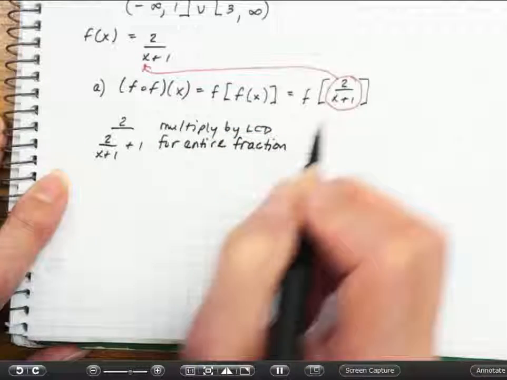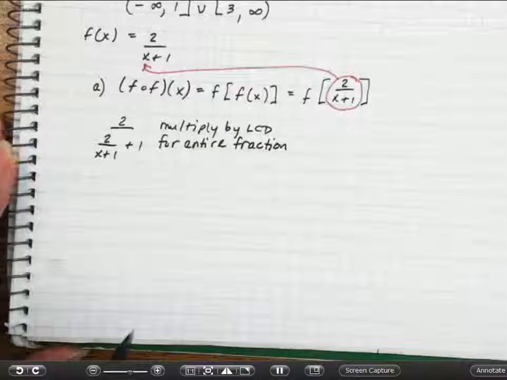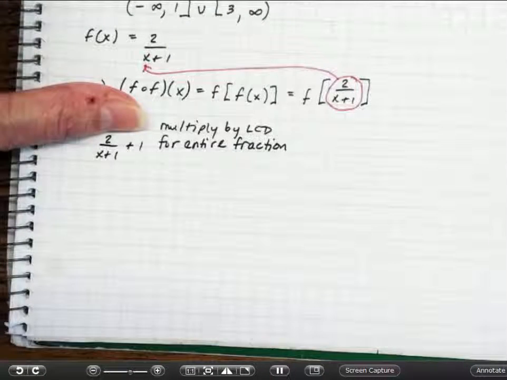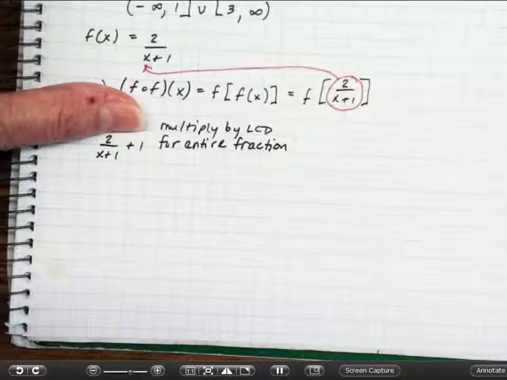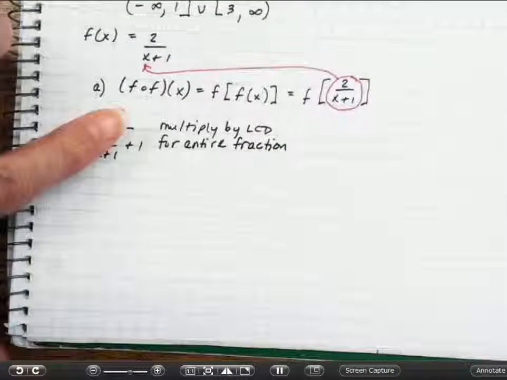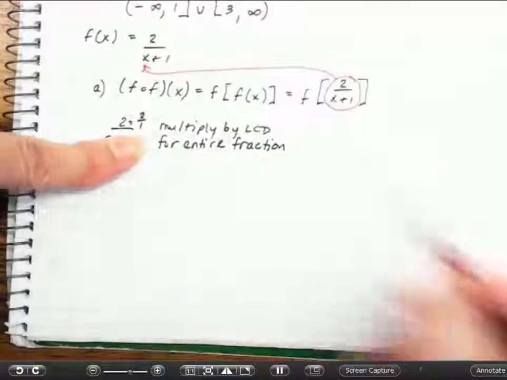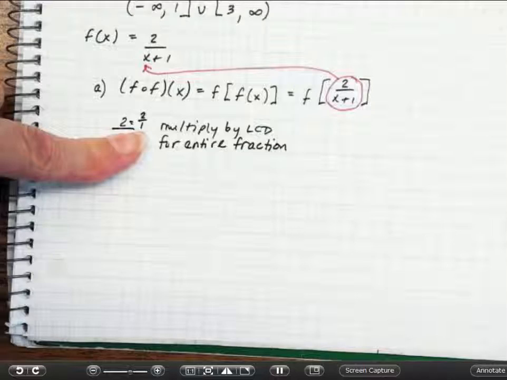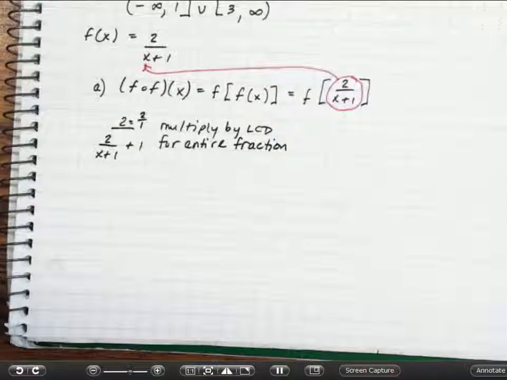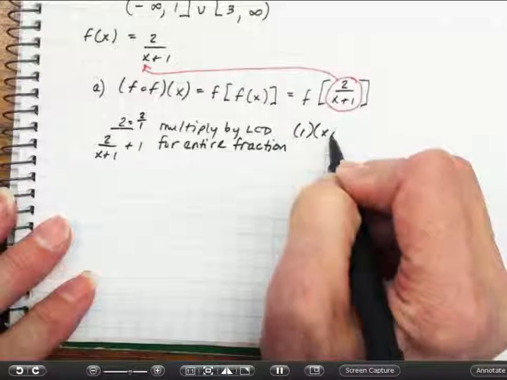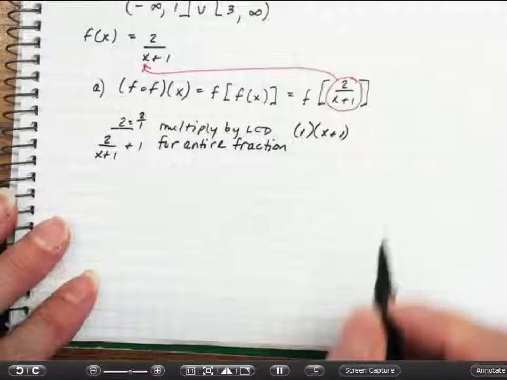So that's one way. The other way is to multiply by the LCD for your entire fraction. So what is the LCD for my entire fraction? Looking at the denominator, what would my LCD be? X plus 1. Just looking at the denominator. If I wanted to look for a common denominator in the bottom, what's my common denominator going to be? Okay, x plus 1. Now looking at the numerator, remember 2 can be rewritten as 2 over 1. So what's my common denominator upstairs? 1. So using 1 times x plus 1 gives me a common denominator of x plus 1.